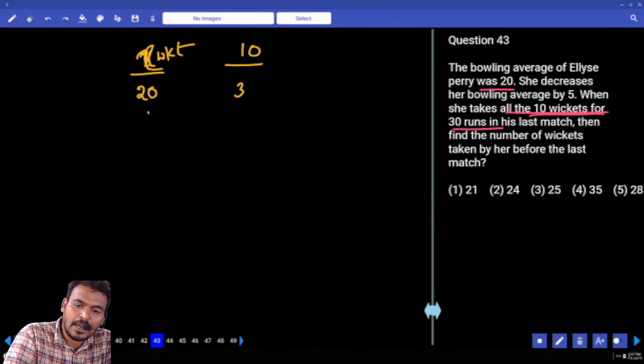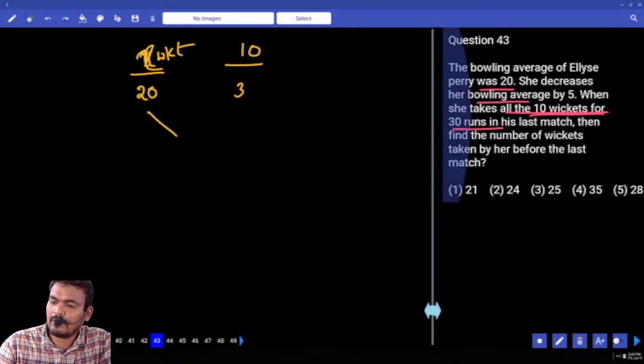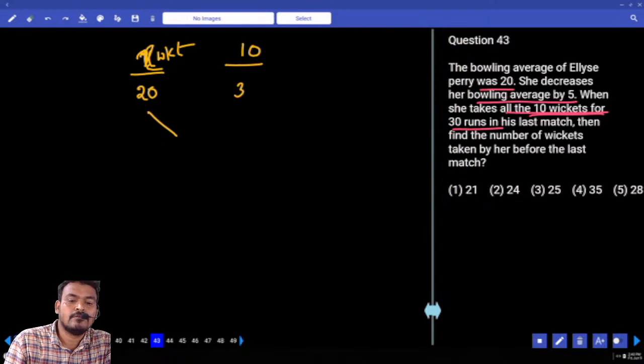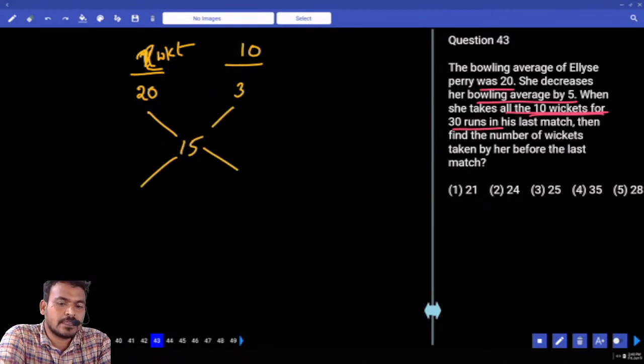3. And after adding 10 wickets, his bowling average decreased by how much? 5. What is the before average? 20. Decreased by 5 means what is the new average? 15. What is the X wickets average? 20. What is the 10 wickets average? 3.